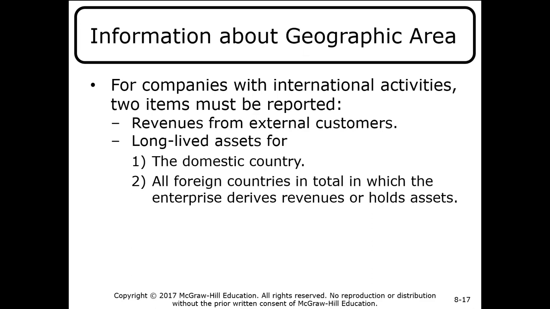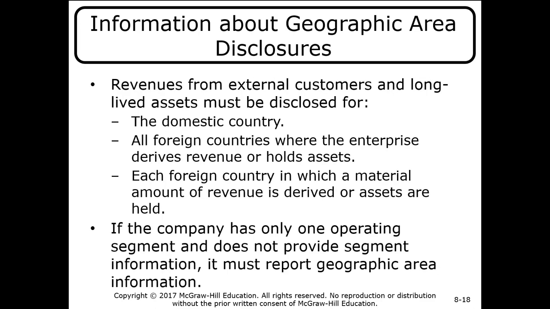Information about geographical areas is other information that has to be disclosed separate from the segment reporting. So we've finished with segment reporting. We also have to provide information about revenues and long-lived assets in the domestic company and all foreign countries. So all the foreign countries where an enterprise derives revenue or holds assets, and where a material amount of revenue is being derived, needs to be provided.